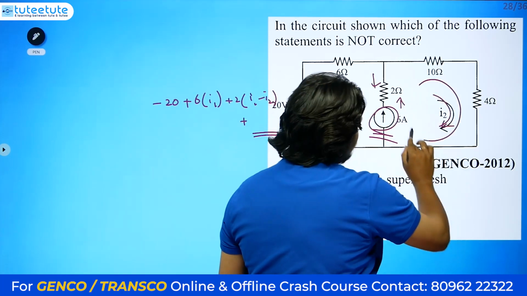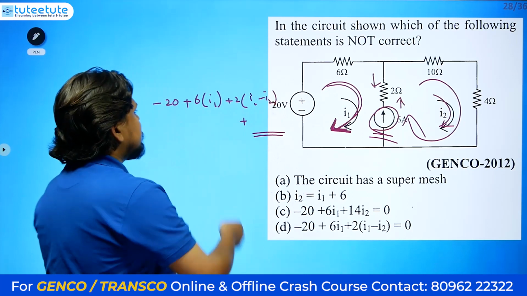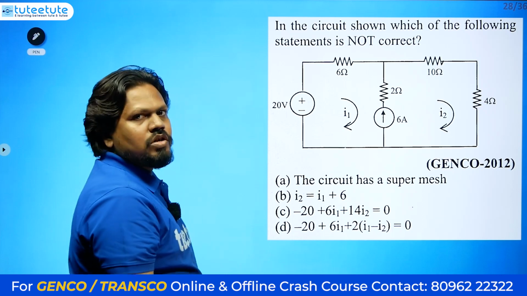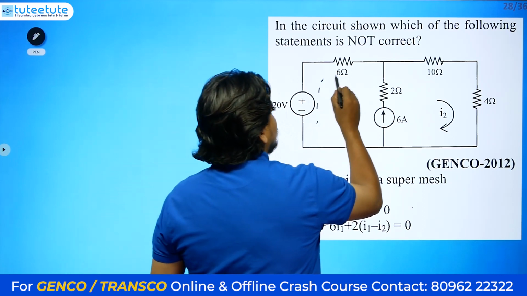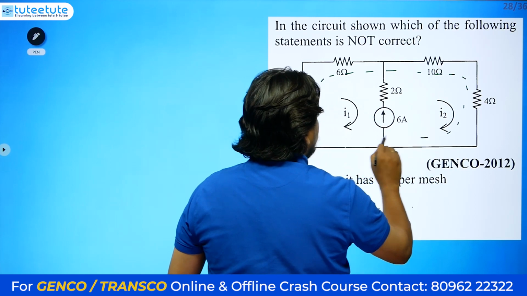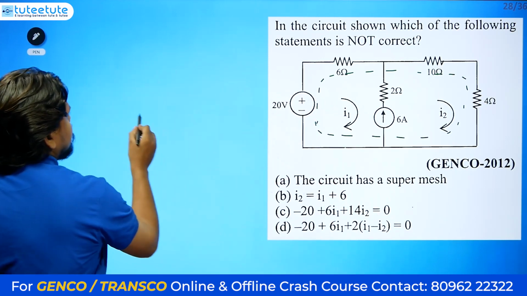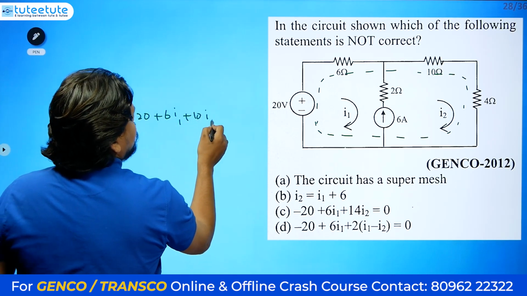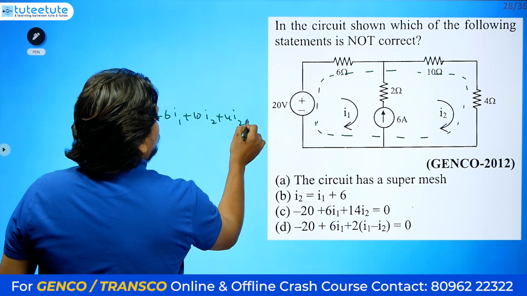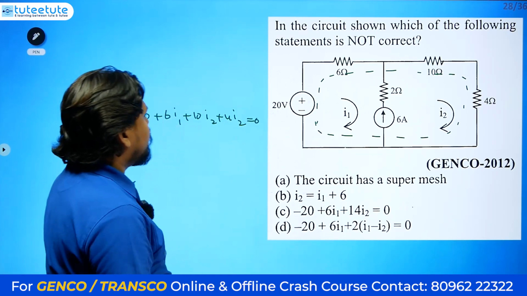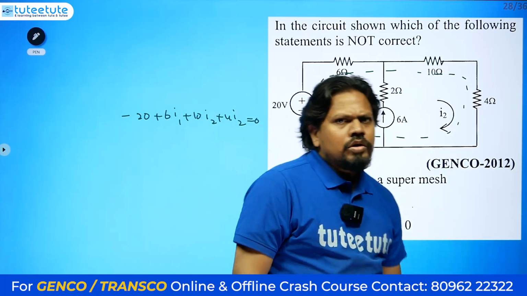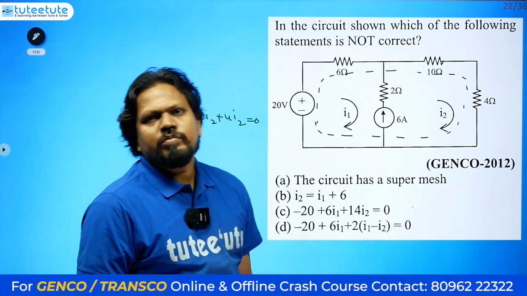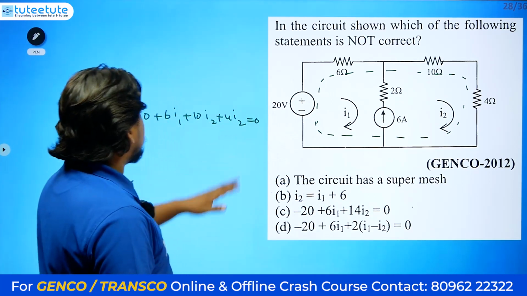Similarly, even if you try to write it for the second mesh, we cannot write it. So we need to find a solution for this. We have to write a complete loop equation for this one. What is that equation? Minus 20 plus 6 I1 plus 10 I2 plus 4 I2 equals 0. This is KVL: the algebraic sum of the voltages in a closed loop equals 0. So this is the equation we have.